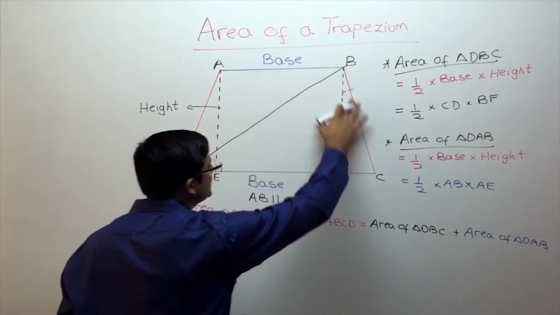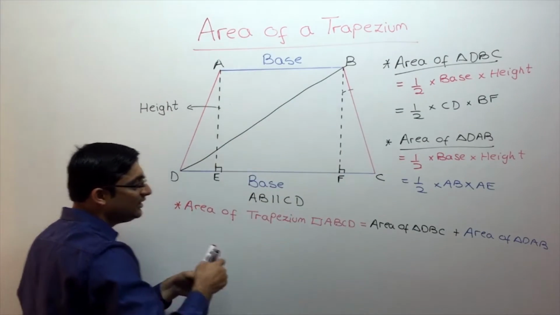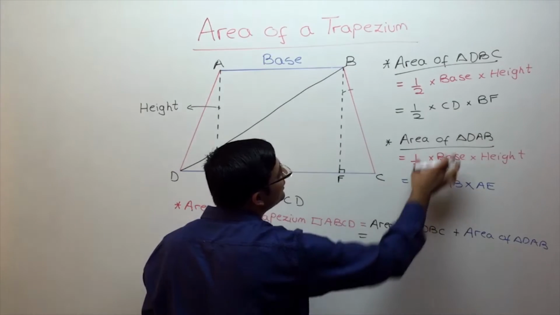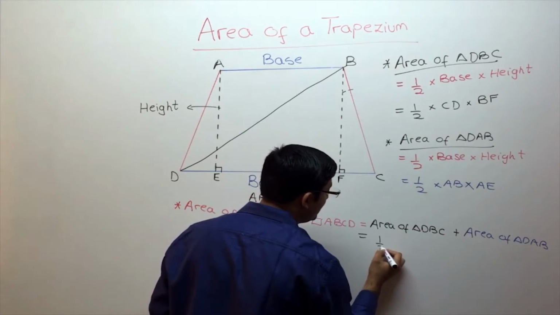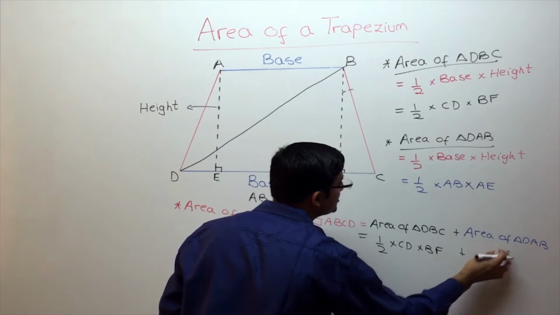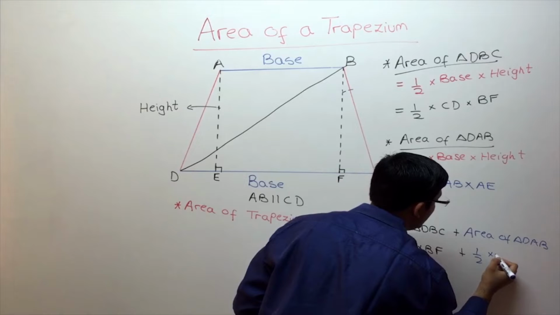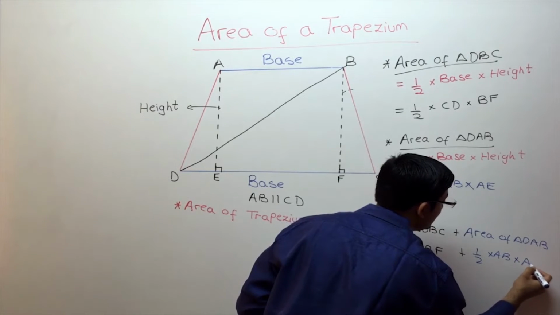So area of the trapezium ABCD is area of this triangle plus area of this triangle. Let's plug in the values. What is area of triangle DBC? Half into CD into BF, plus what is area of triangle DAB? It is half into AB into AE.